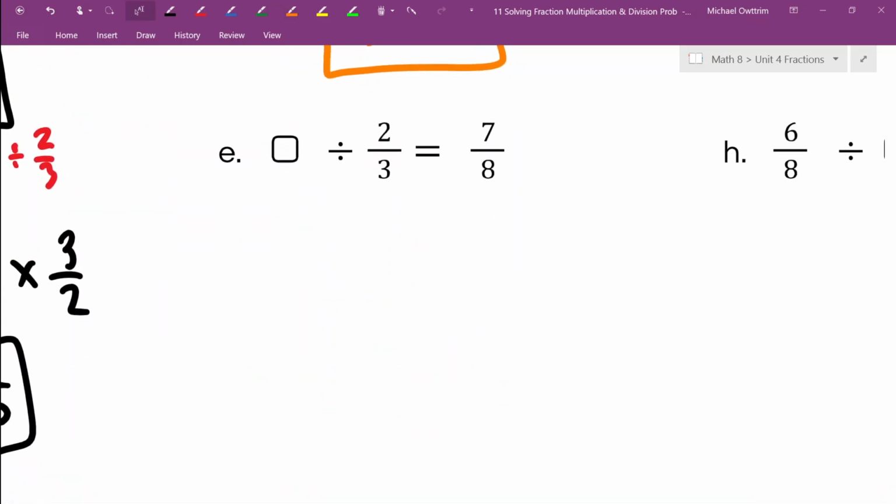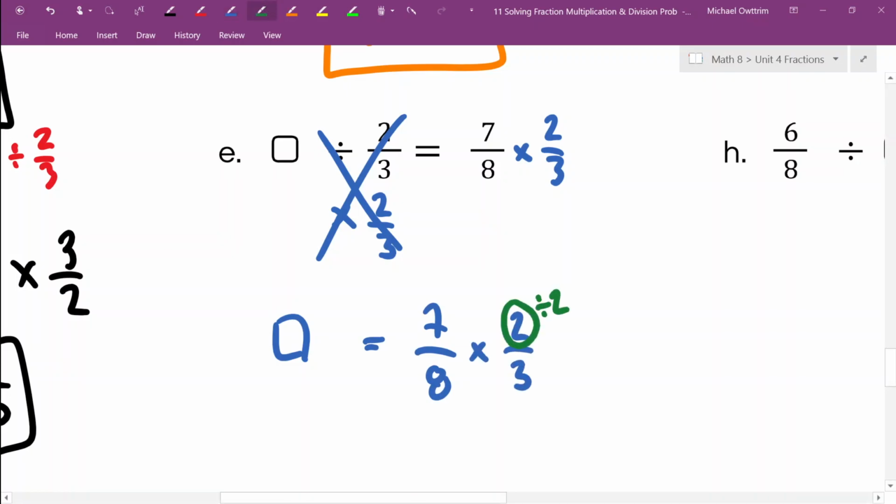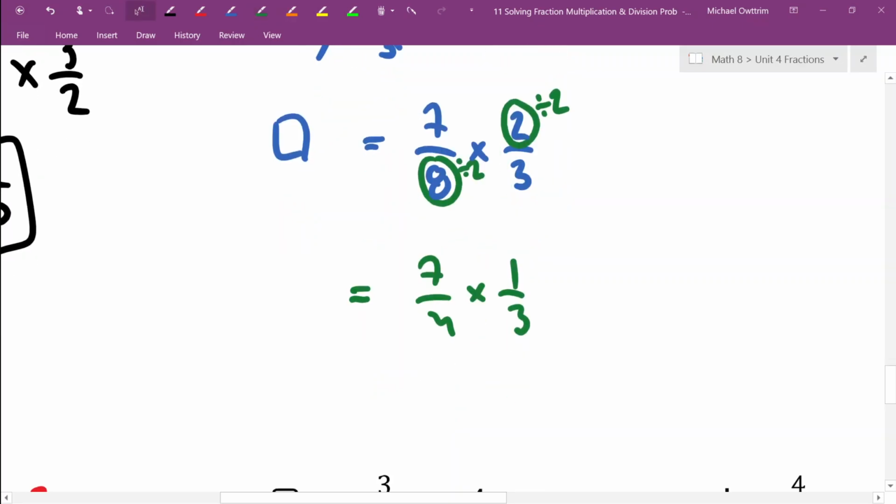Question E, I'm again going to undo this division by using multiplication. So the opposite of dividing by 2/3 is multiplying by 2/3. And of course our divide and multiply cancel out on that side of the equation. We get our box is equal to 7 over 8 times 2 over 3. The simplification I think we can do here is divide out our common factor of 2. And that'll give us 7 over 4 times 1 over 3. And that'll be 7 over 12, and that's our simplest form of our answer.